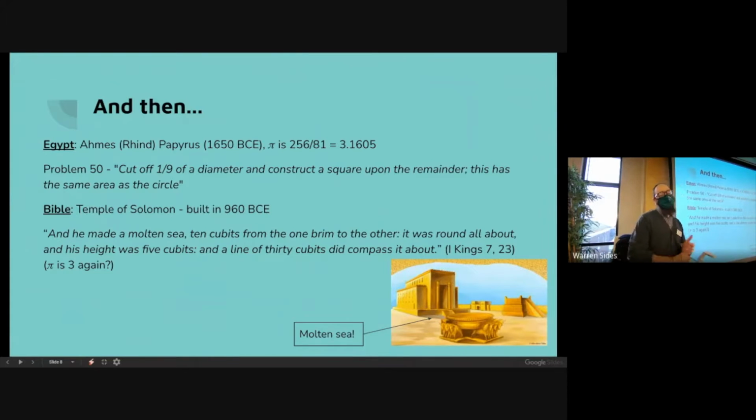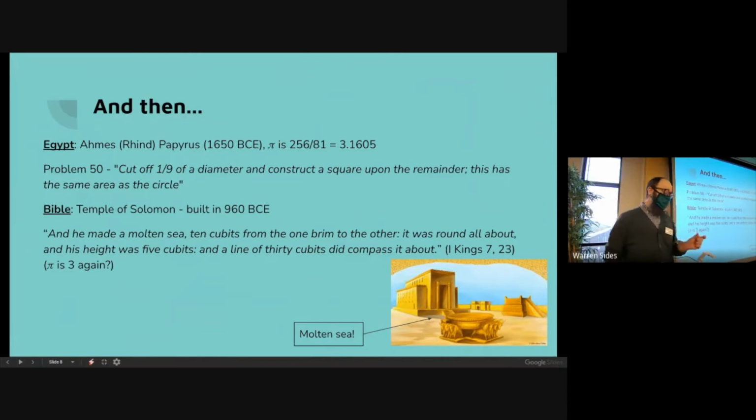So in Egypt, the Ahmes or Rhind papyrus. I have to take a moment for cultural authenticity here. Ahmes was the Egyptian who wrote the scrolls. Rhind was some Scottish rich person who bought them. So I'm going to make sure I give credit to the Egyptian who actually wrote the papyri, not the person who bought them thousands of years later.